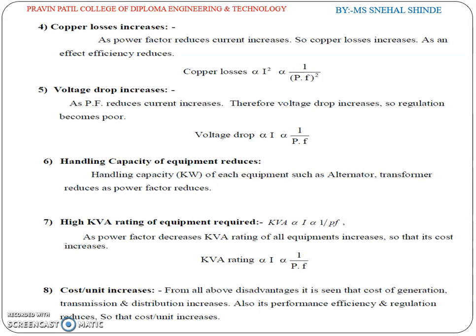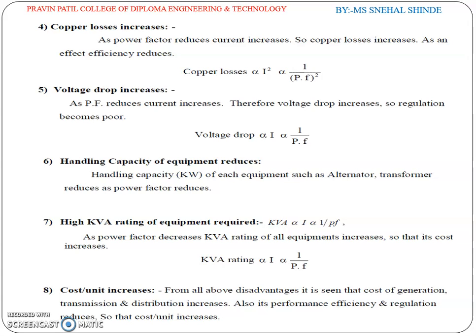Sixth is that the handling capacity of the equipment reduces. The handling capacity, that is the kilowatt rating of each equipment such as the alternator and transformer, reduces as the power factor reduces.